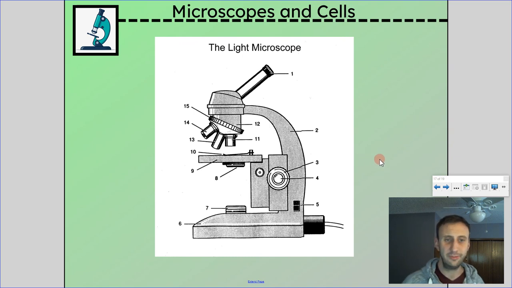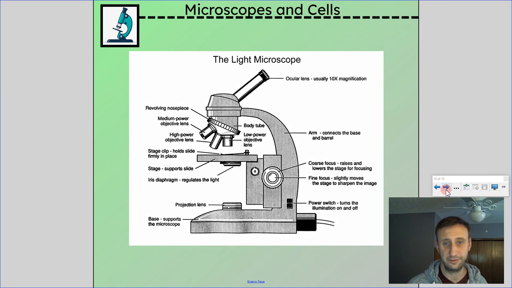Here's another diagram to take a look at, and we've got our numbers here, and here it is labeled. So if you want, pause the video, take a look. Here are different labels, different microscope diagrams to look at. And I think it's good to be familiar with more than one diagram to be able to relate all the different ones.